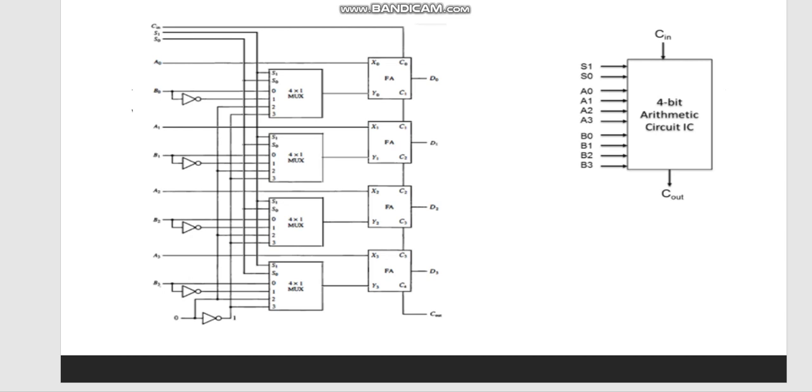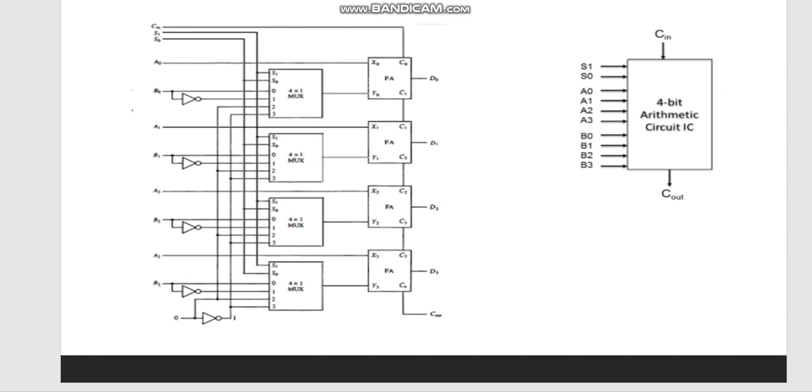Logic 0 is a fixed voltage value, 0 volts for TTL integrated circuits, and the logic 1 signal can be generated through an inverter whose input is 0. The 4 multiplexers are controlled by two selection inputs S1 and S0. The input carry Cn goes to the carry input of the full adder in the least significant position. The other carries are connected from one stage to the next.